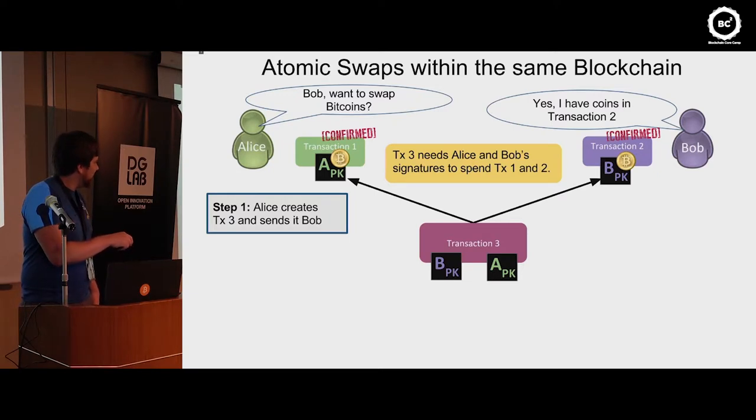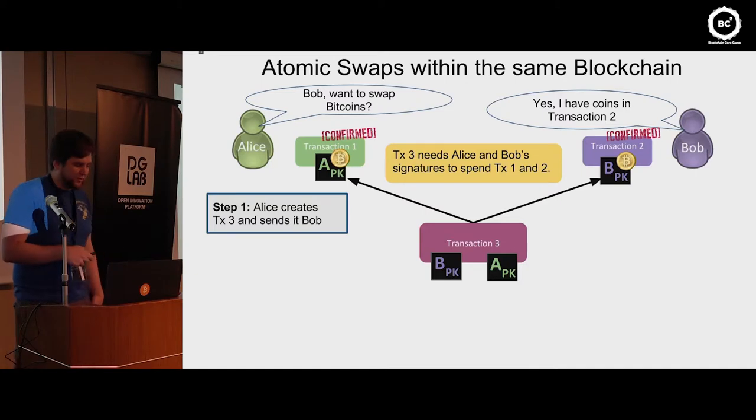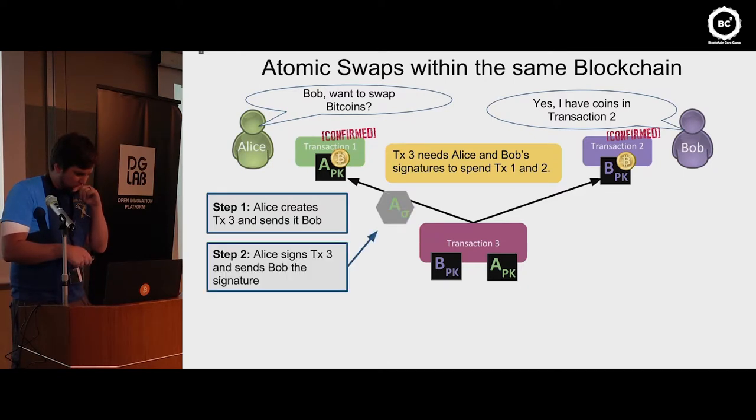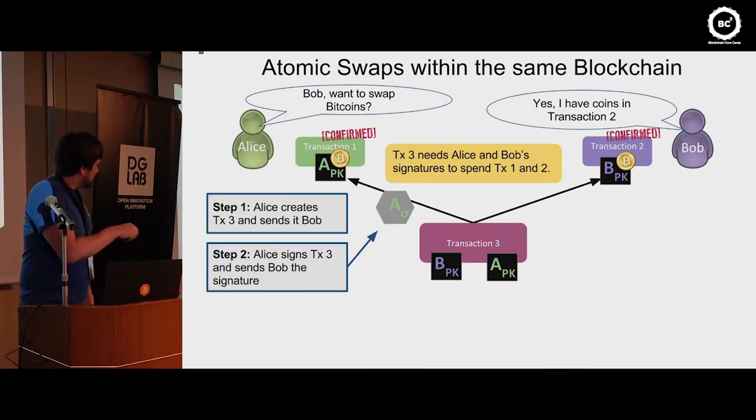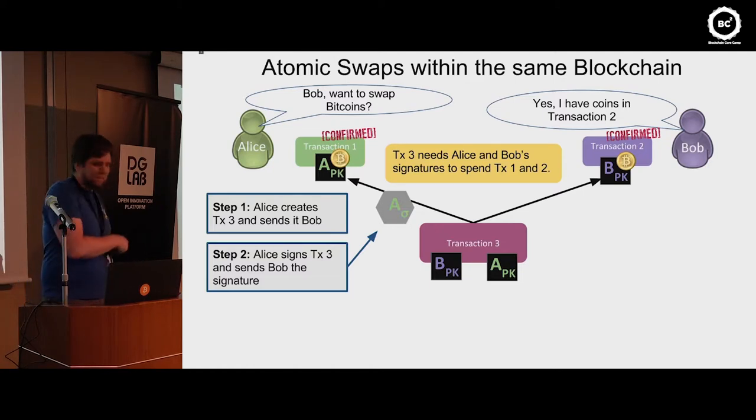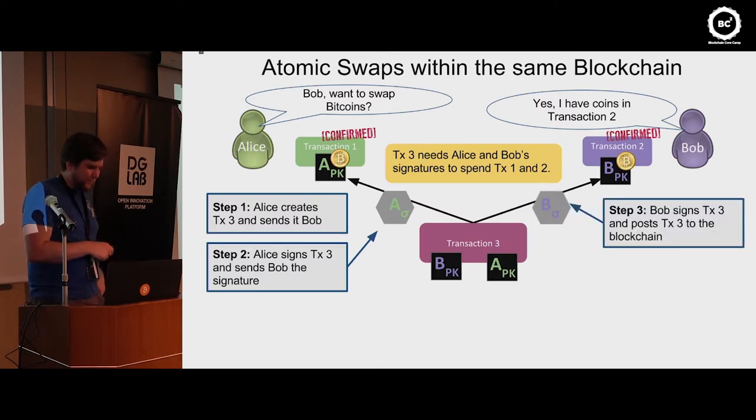Transaction 3 requires Alice and Bob's signature to spend these two outputs. So Alice signs transaction 3. And for this presentation, I'm going to use hexagons to represent signatures, and sigmas to represent a signature which verifies under a particular party's public key.